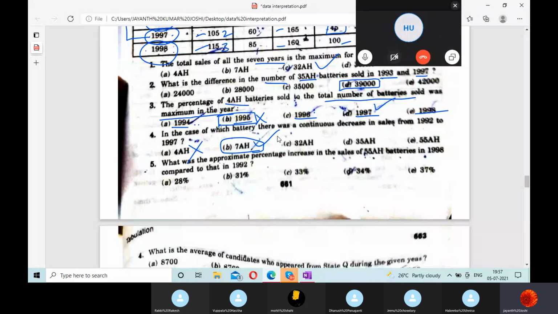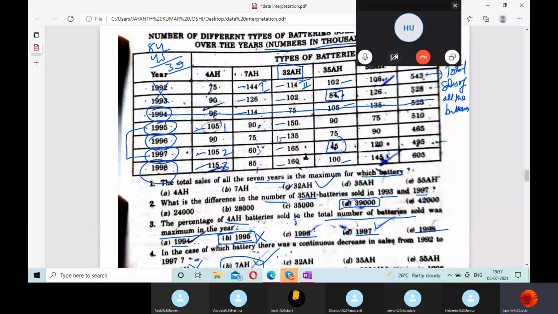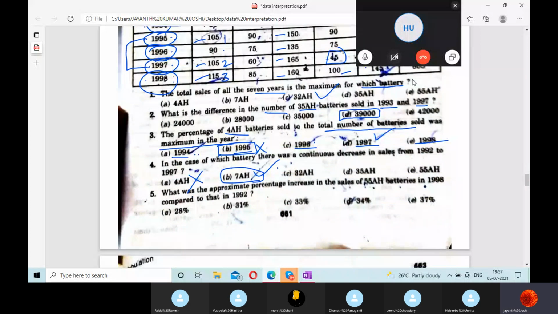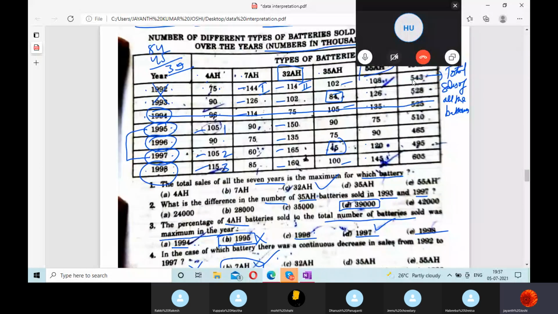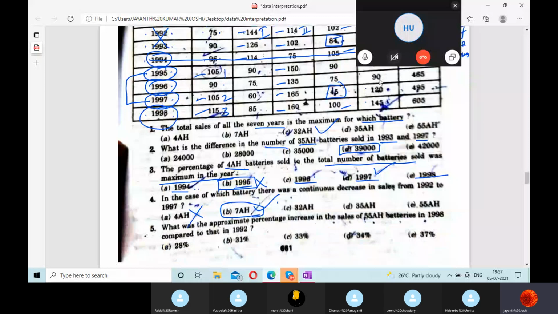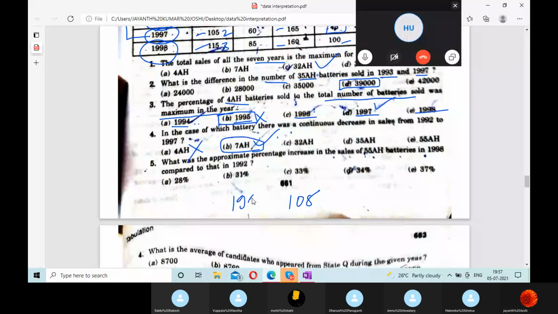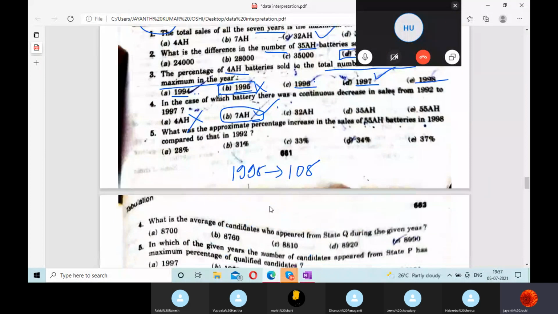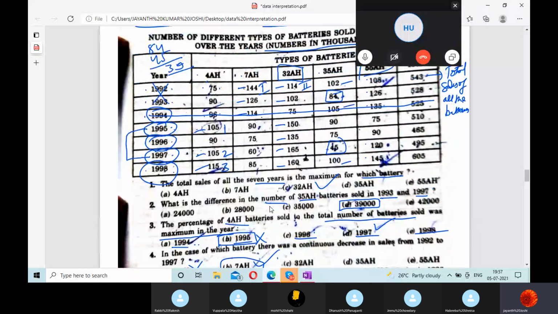Last question. What is the approximate percentage increase in the sales of 55AH batteries in 98 compared to 92? So 55AH batteries. They are asking the approximate percentage increase in sales of 55AH batteries in 98. So what is the 98 sales? 108. Then 98 sales is 108 and 92 sales is 108. And then what did they say? 1998. So 92 I took. Okay, 92 is 108. Sorry.